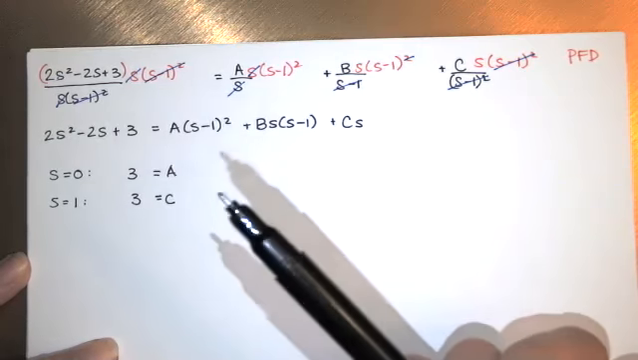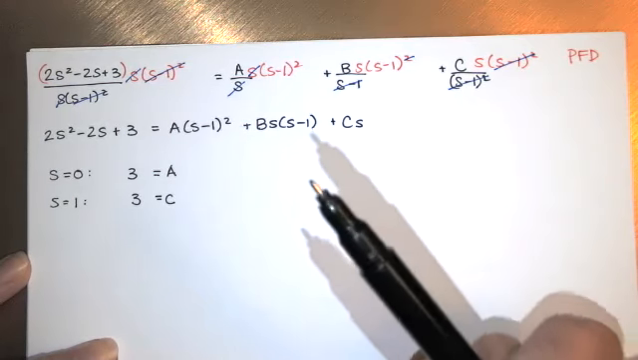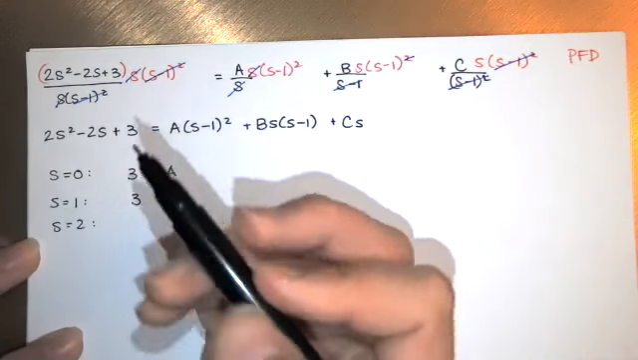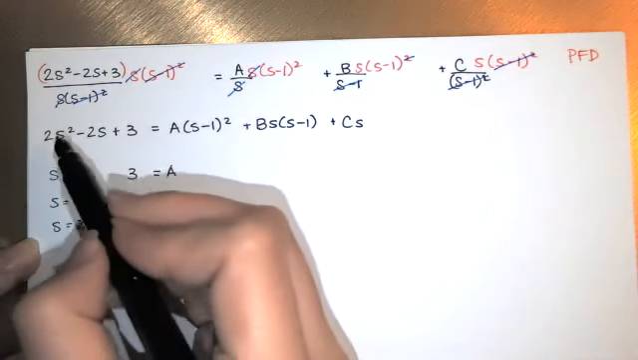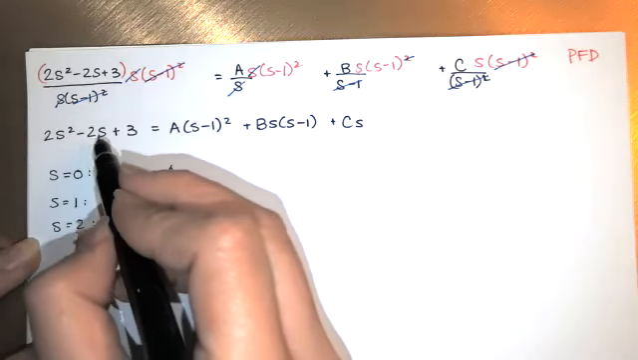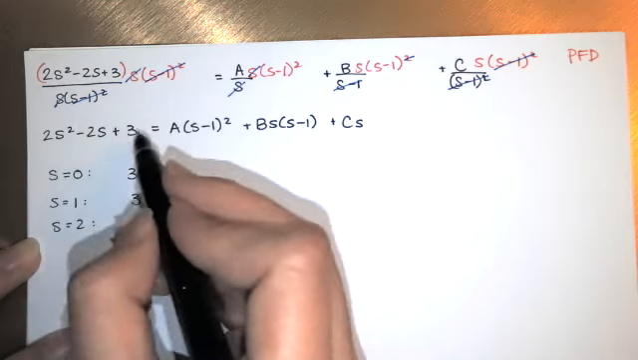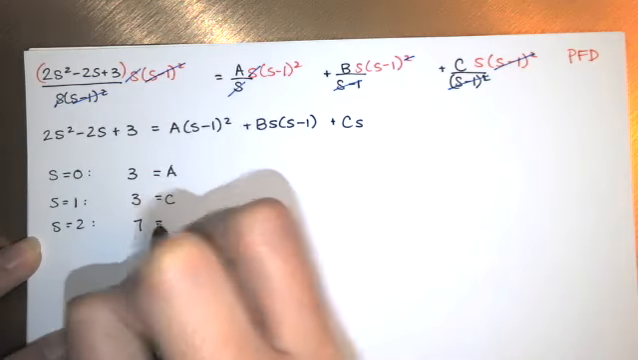So we need to pick another value of s. You can pick any value you want. I'll just pick s equals 2, because why not? 2 squared is 4. 4 times 2 is 8. And then we have 8 minus 2 times 2. So 8 minus 4 is 4. 4 plus 3 is 7.